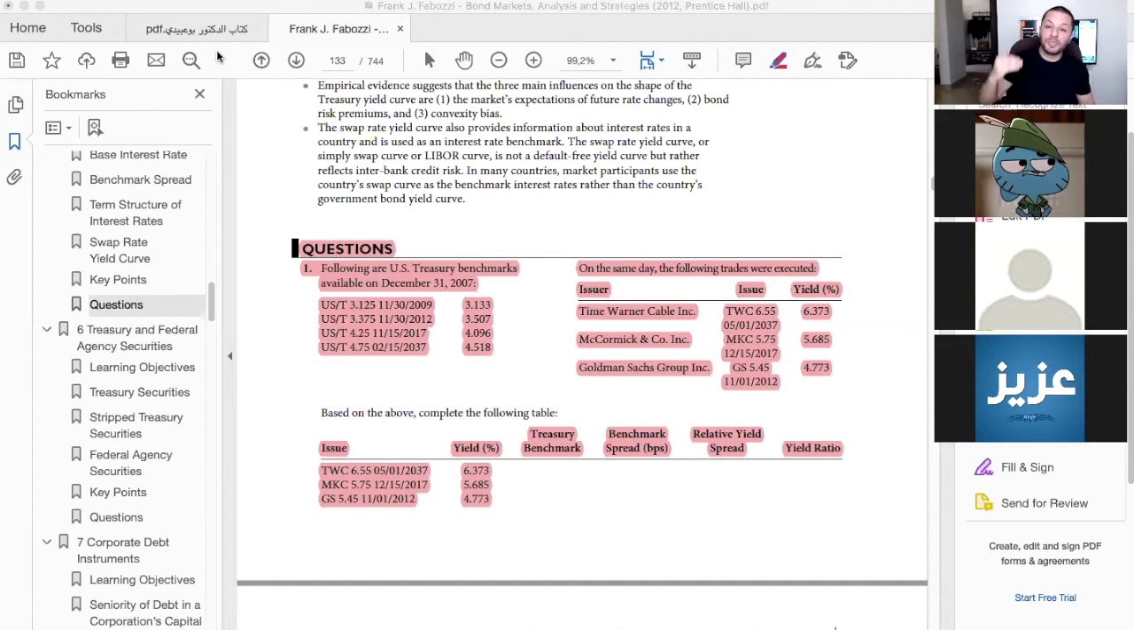All right. But duration and convexity are not a good proxy for this. Duration and convexity are used to assess the volatility of the bond, right? They are also used to forecast the future price change of the bond, right?